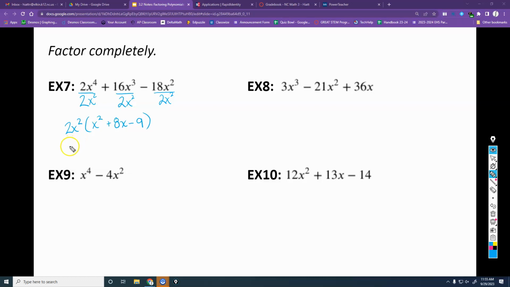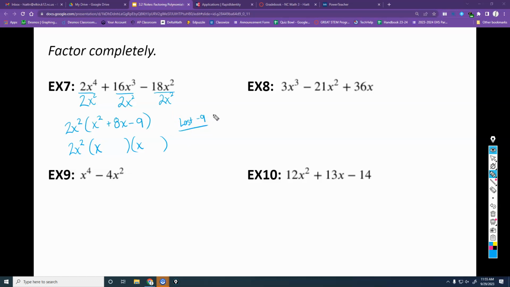Okay, so we need to factor our x squared plus 8x minus 9 further. So we're looking at our first term. It is an x squared. To get an x squared, we're just going to put an x and an x in those first spots. That last term is a negative 9.